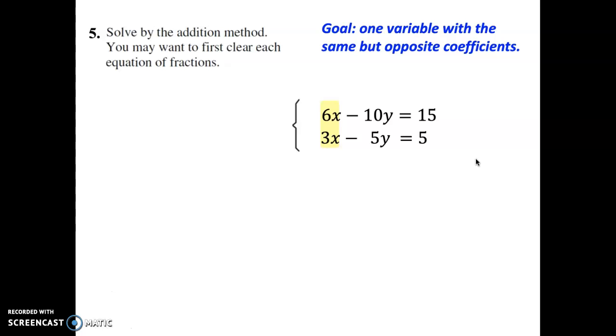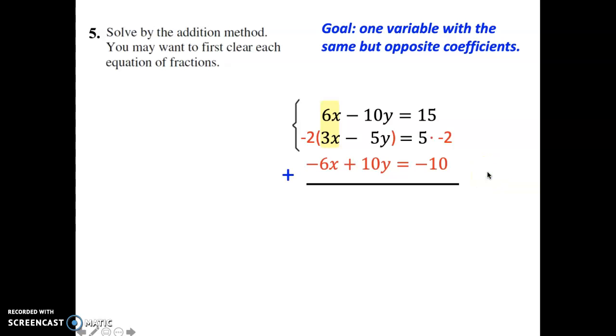Looks like I'm going to be picking on the x's. I want to get rid of the x's, so I'm multiplying both sides by negative 2. When I multiply through by negative 2, that becomes negative 6x. Negative 2 times negative 5y becomes positive 10y. And don't forget over here, that becomes negative 10.